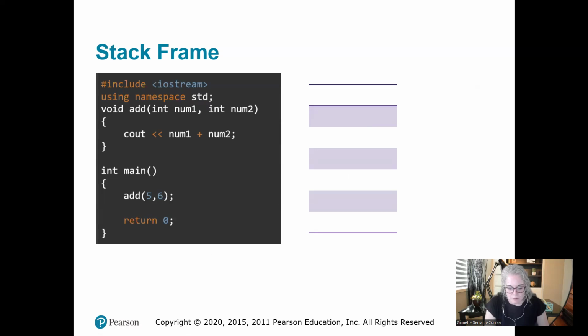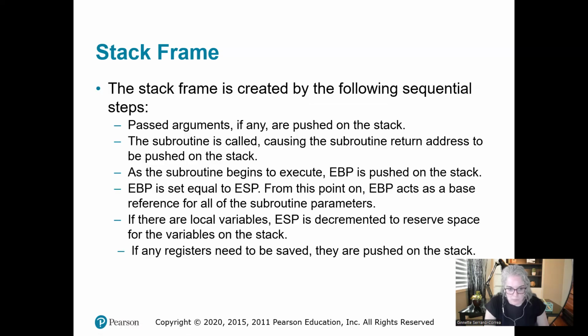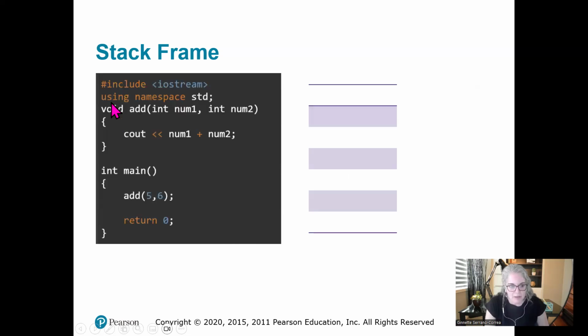So let me show you an example of these different steps here, okay? Because we're talking about ESP and EBP and all kinds of stuff. So let's say that we have this C++ program. So here in main, we're calling the add function, and it has two parameters. It has parameter 5 and parameter 6. So the way that C++ works is that whenever you call a function, the parameters are pushed onto the stack from right to left. So the 6 gets pushed onto the stack first.